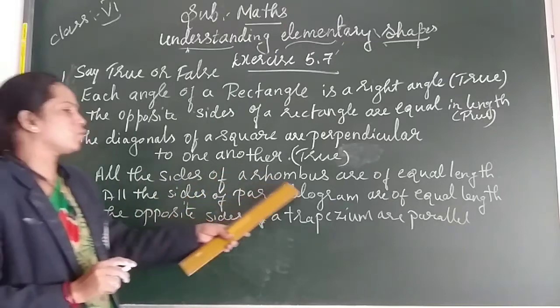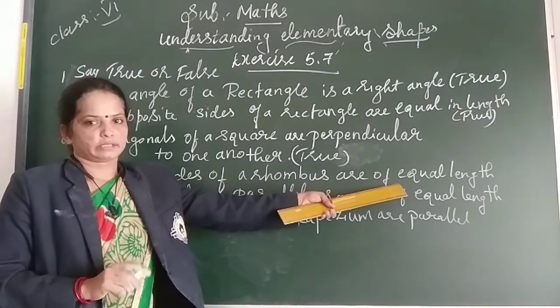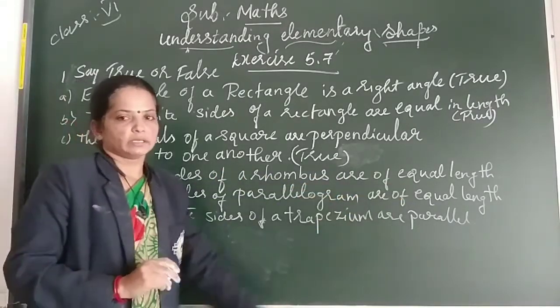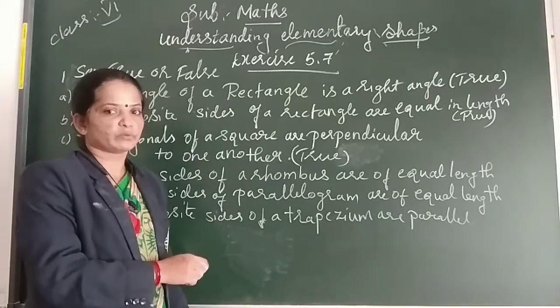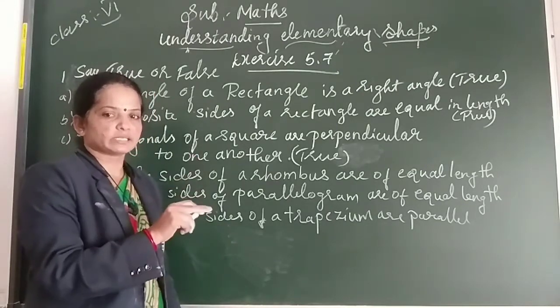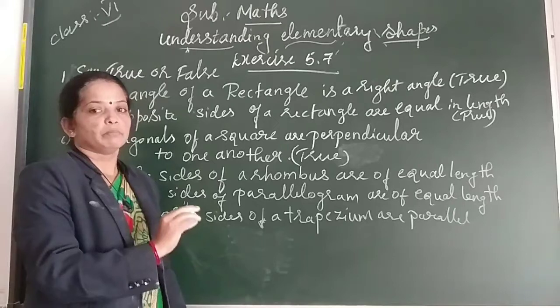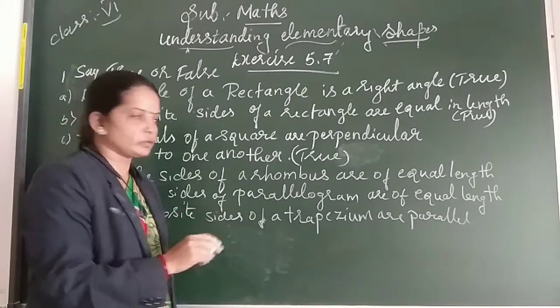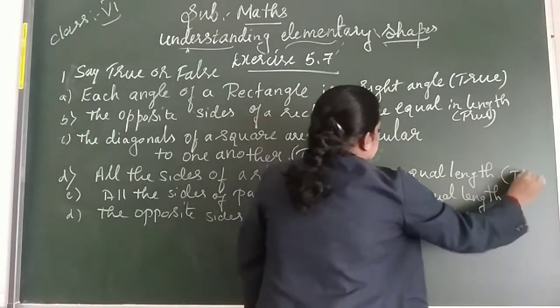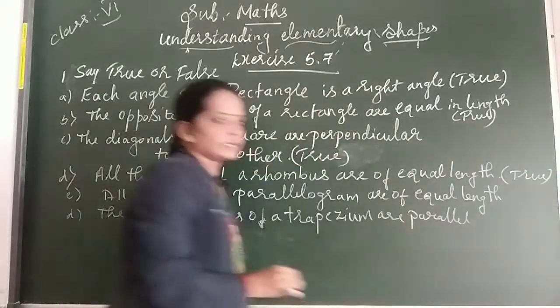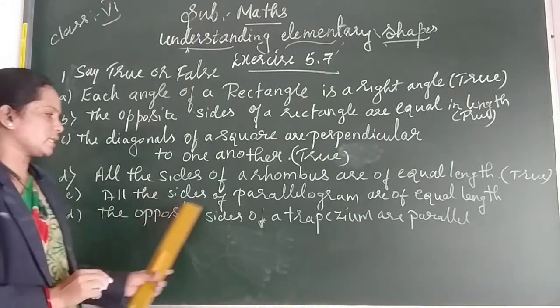Next one: all the sides of a rhombus are of equal length. Yes. Now we have learned about the properties of a rhombus. In a rhombus, all the sides are equal in length and the diagonals bisect. Diagonals are perpendicular to each other. So here, true.